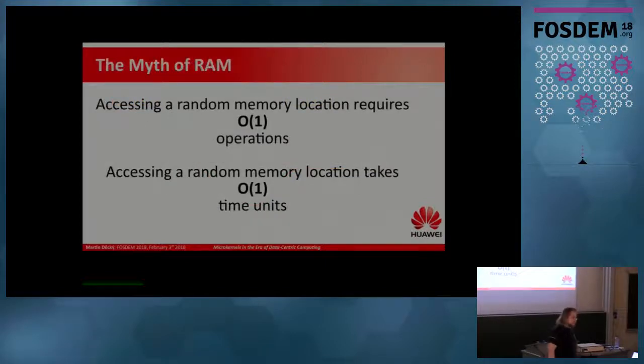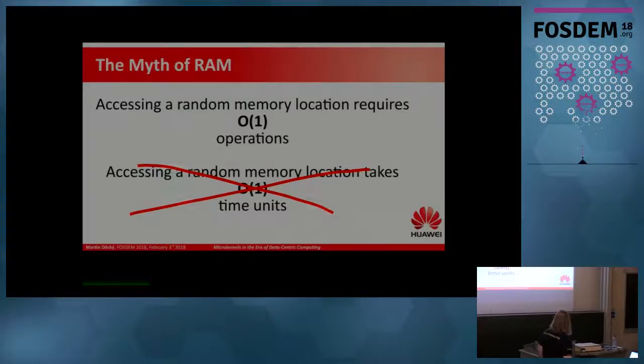Just one small observation that you should take home, if nothing else, from this talk. Of course, we usually consider accessing memory as a constant operation, as an operation with constant complexity. But it's true that random access to the memory takes a constant number of operations, one, but it does not necessarily take one or a constant number of time units, precisely because of these caching effects, which can make your algorithm run 10 or 100 times slower if you don't fit into the cache. So this is not true.